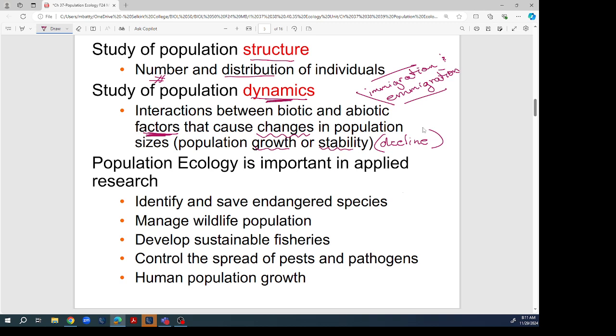So the application of population ecology is really, you know, pretty much everywhere. And probably if you're taking this course, you do have somewhat of an interest in these things. And so we could talk about endangered species or sustainable harvesting of fisheries. We could talk about how wildlife populations are managed.